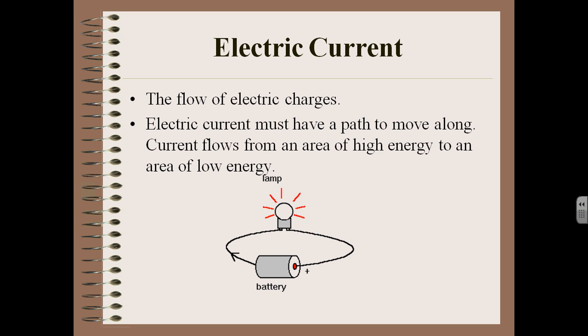Now, current, like I said, has to have a path to move along, and typically when it's moving along this path, it's going to flow from an area of high energy to an area of low energy. If you look at this particular picture that we're looking at here, this arrow is showing you the direction that the current is flowing along this path. In this particular example, your battery is your energy source. That's where the energy is coming from. So it's going to move from the negative end or negative terminal of the battery, which is considered high energy, around to the positive side, which is considered your low energy side. And that's what we call current.